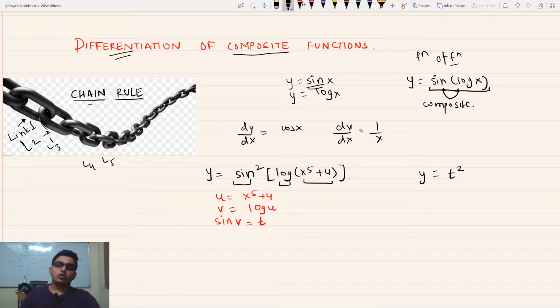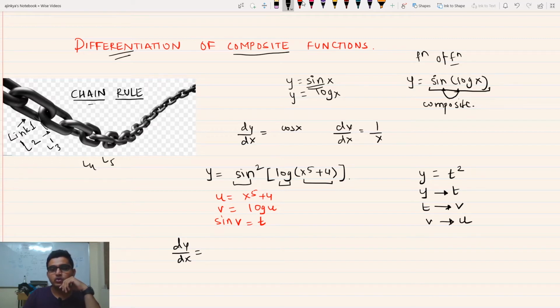Now in order to find dy upon dx, we need to understand a few steps here. y is a function of t, then t is a function of v, then v is a function of u, and then u is a function of x. I understand that this method is a bit complicated, but I'm going to show you a wise learning technique, also called the box rule, which can get you the answer in one step. So we'll check the traditional method.